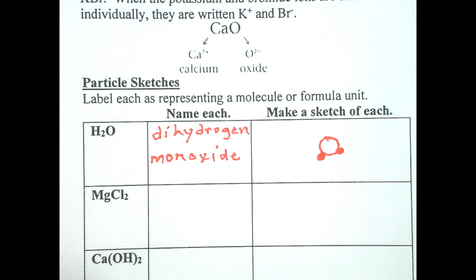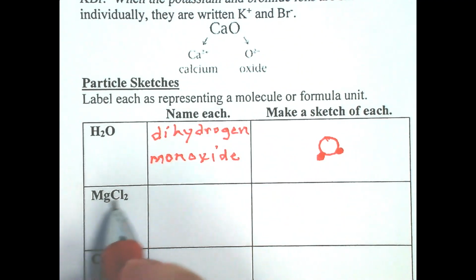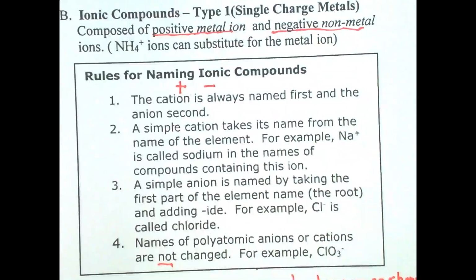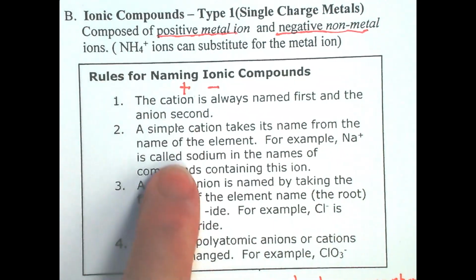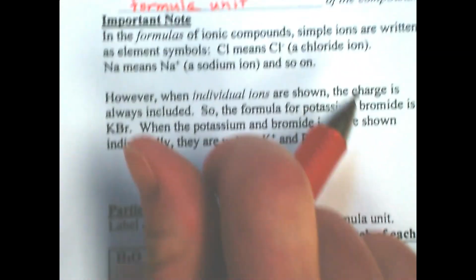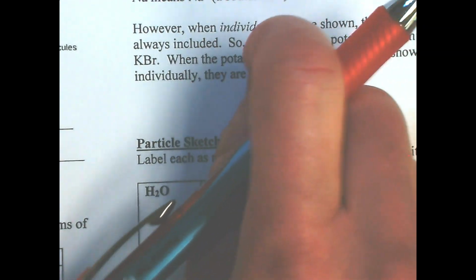Okay. Now, name this one. Label each as representing a molecule or a formula unit. So we'll do that at the bottom. So this one, magnesium is a metal. If it's a metal, then we're going to use these rules. So we're going to name it, just name the cation, then the anion, and change the ending to IDE. We are not going to use Greek prefixes, no matter how tempting it may look.